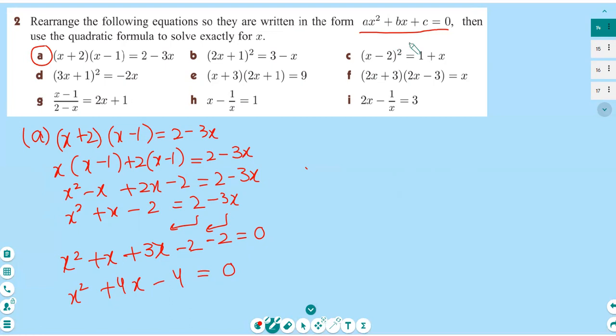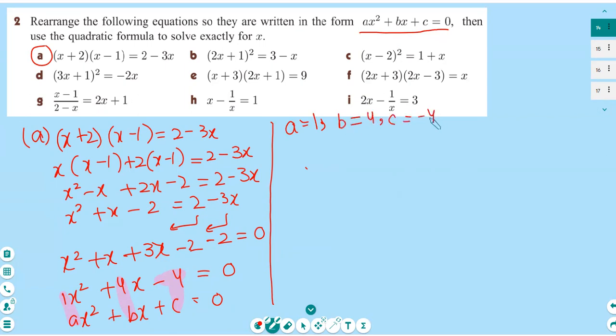negative 4, equal to 0. So now you can see this is actually exactly the same as the general form of the quadratic equation, and we can conclude the values of A. Yeah, it is 1 basically. So the value of A will be 1, B is 4, and C will be negative 4, right? So we can write here A equal to 1, then B equals 4, and C equals negative 4, right?